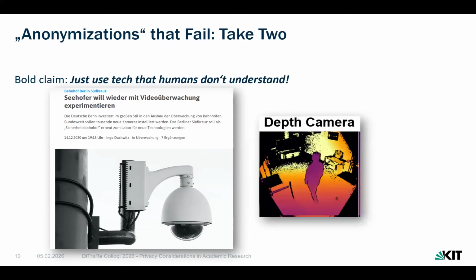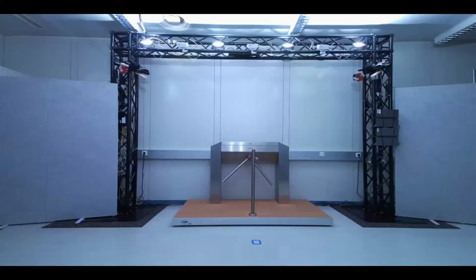I mean, you don't recognize this person, right? So then of course the data is anonymous. A little later, we got a call where the BMBF was asking us to check if this claim was correct or not. So we did an experiment.